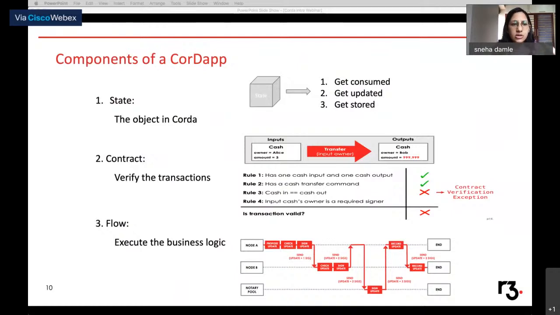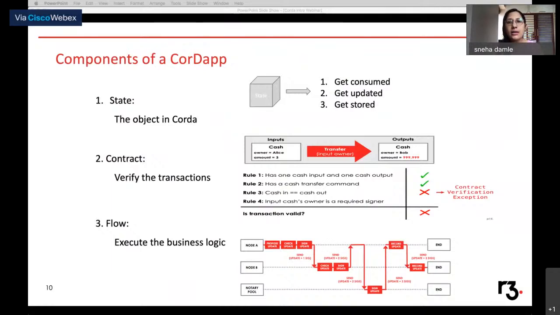So moving on, let's talk a bit about contract. Before I talk about contract, we'll talk a bit about transaction in more detail. We saw in the earlier slide that a transaction is a proposal to update the ledger, or a transaction is a proposal in Corda.